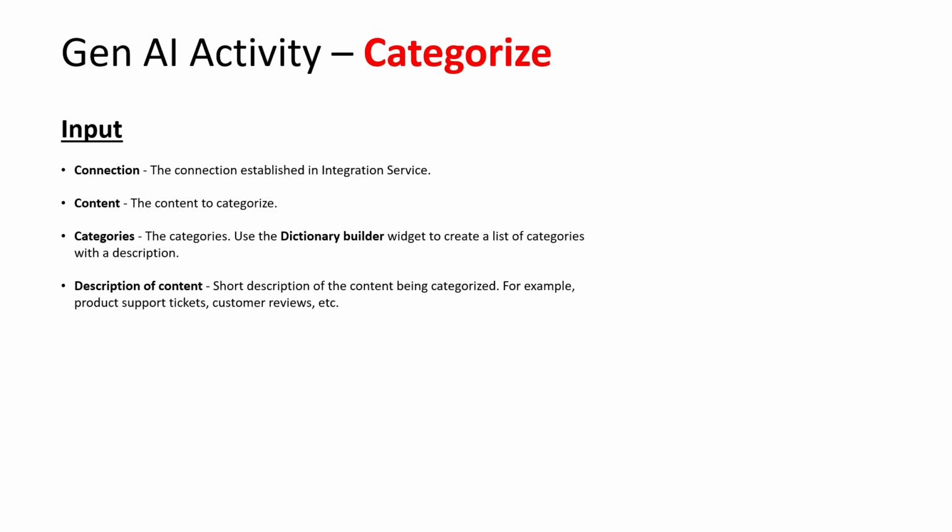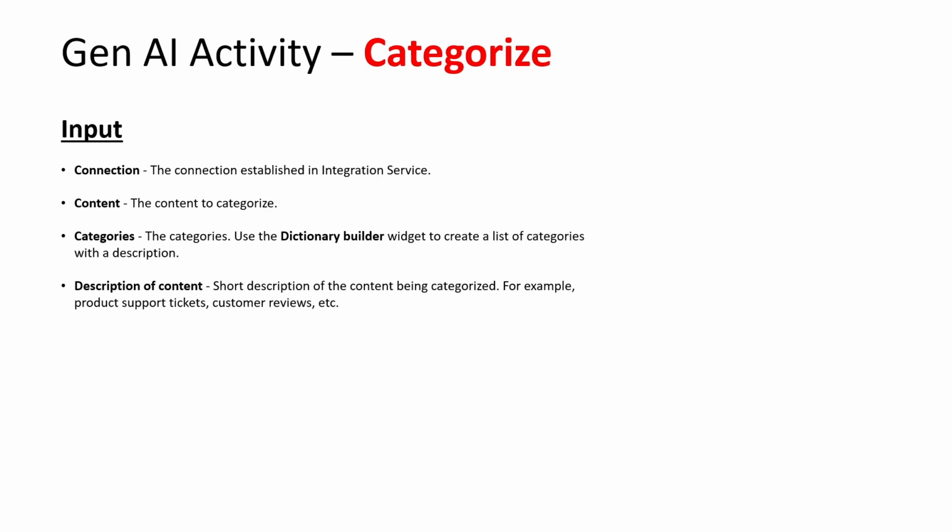And the last thing is the description. So you have defined the category, right? The type of the categories, but you have to mention the description of that particular category, which can help the LLM to identify in which particular category the content that you have sent in the input falls under.